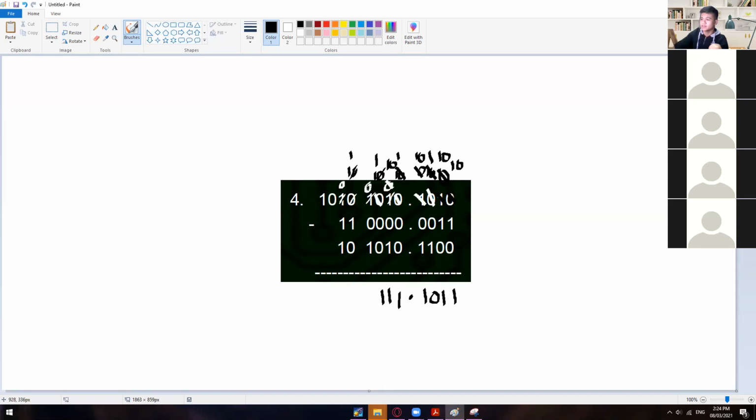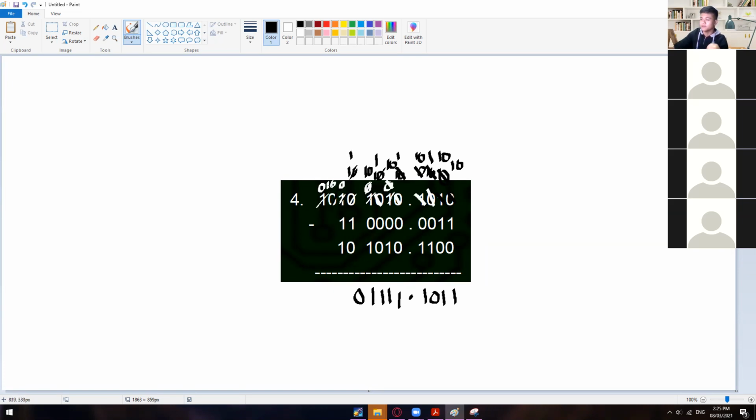Okay, so this 0 will become 10. So 10 minus 1 is 1. 1 minus 1 is 0. And 0 minus 1, this cannot be, so we have to borrow. So this 0 will become 10, but before that, this one has to borrow first. So this 1 will become 0, and then this 0 will become 10.